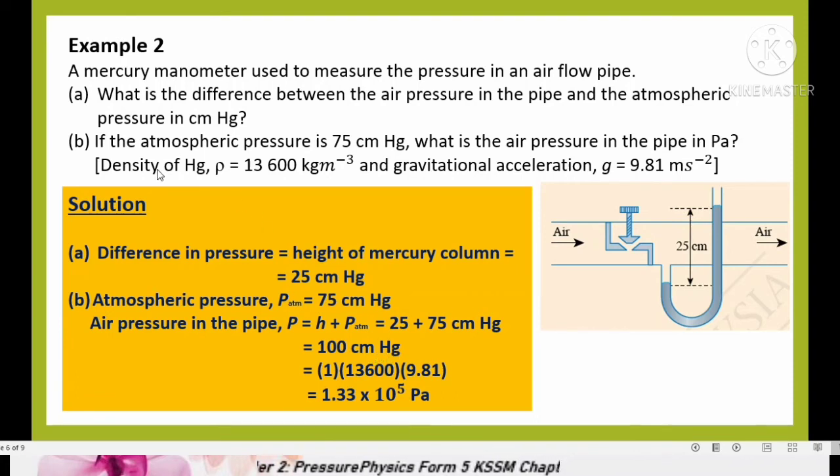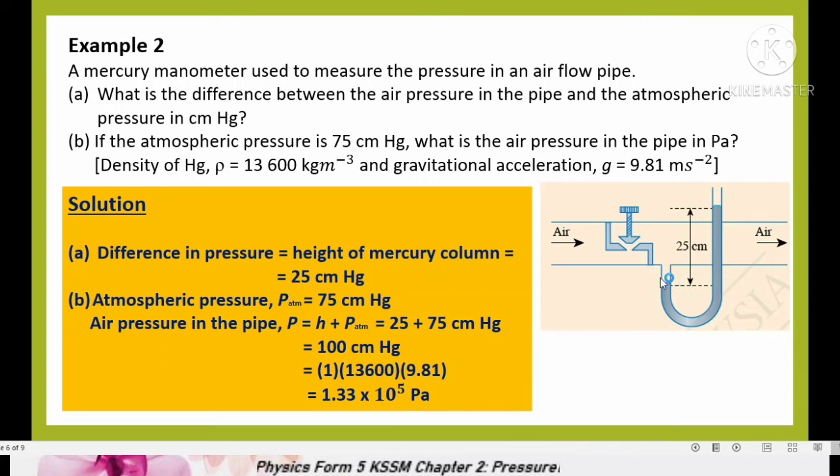Now you want to convert to Pascal because the instruction says to write in Pascal. So use the formula H rho G. What is H here? 100 cm converted to meter becomes 1 meter. This is mercury, so we use the density of mercury, 13,600, times G, 9.81. Thus we get 1.33 times 10 to the power 5 Pascal. So this is the pressure in the pipe.